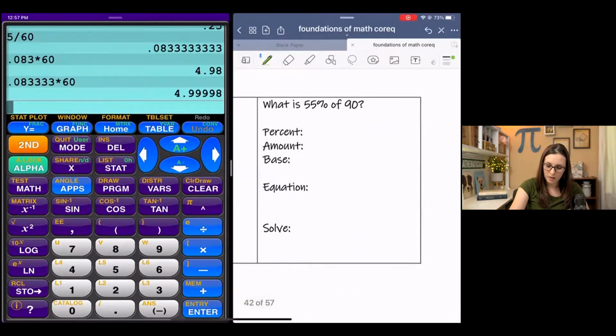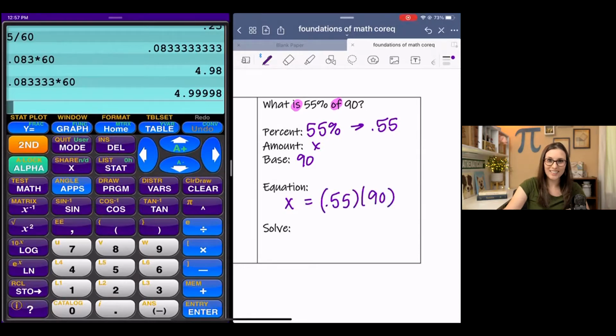What is 55%, that's 0.55, of 90. So we're looking for that smaller number. We're going to use that to write our equation. What is 55% of 90? And then this one, x is already by itself. So we just have to multiply. This one's really easy. Times 90, 55% of 90.